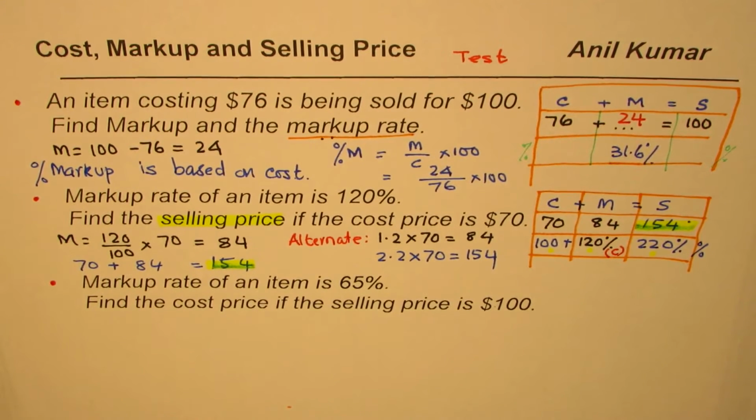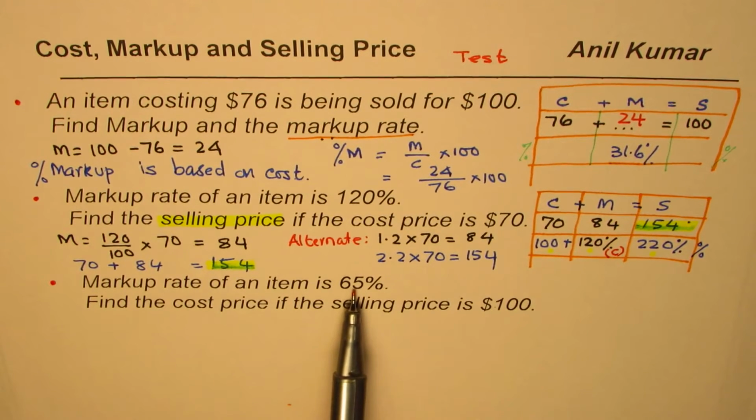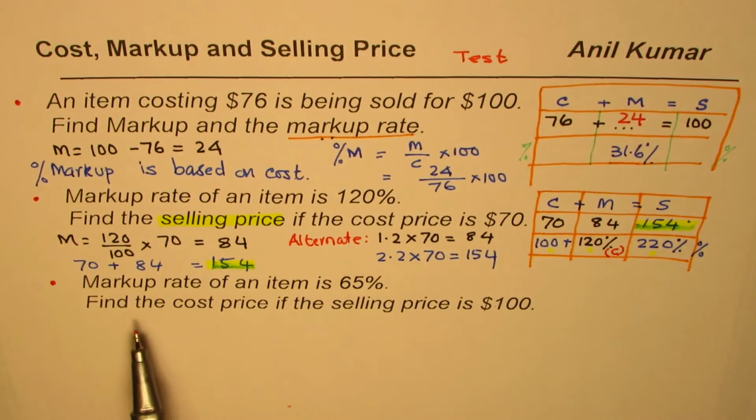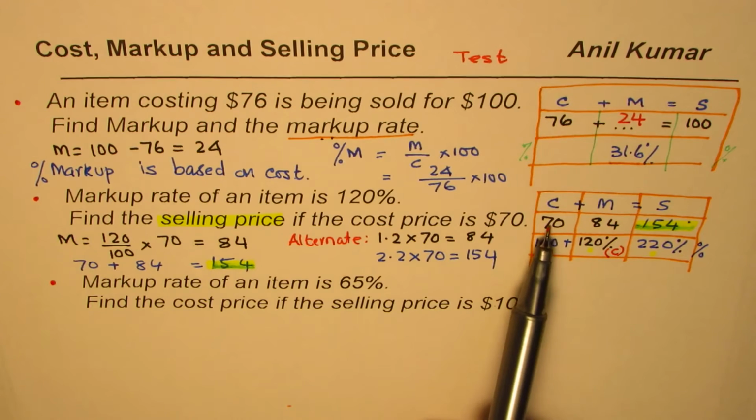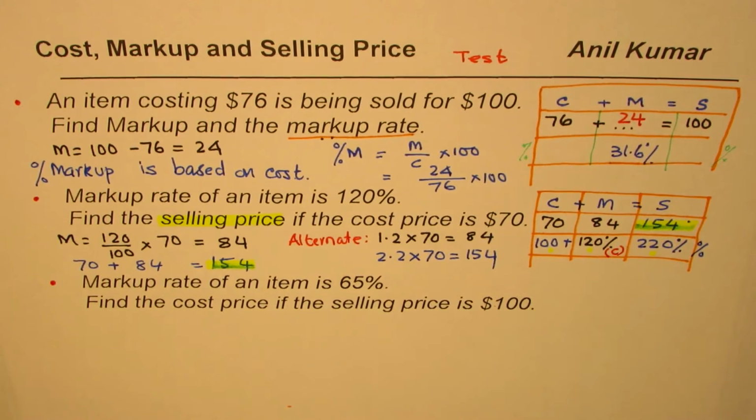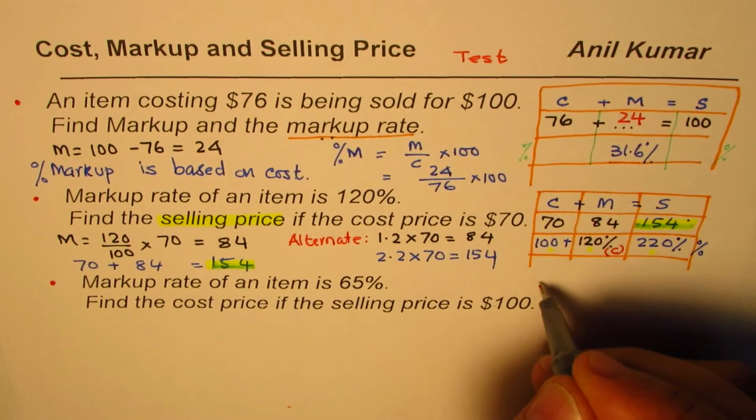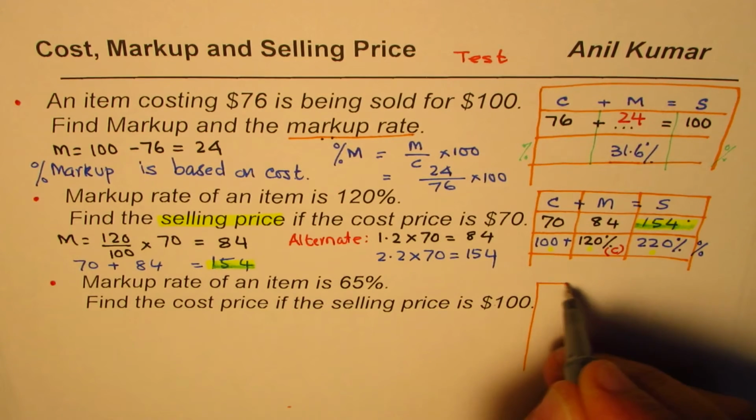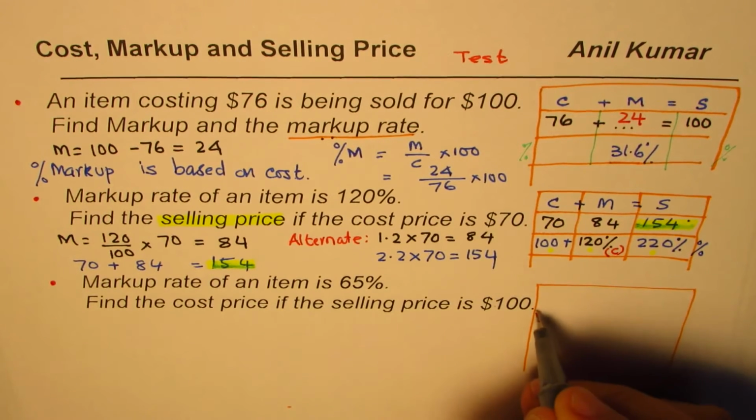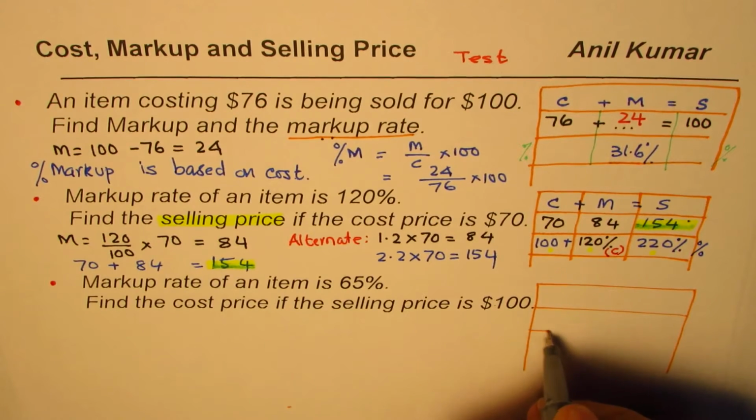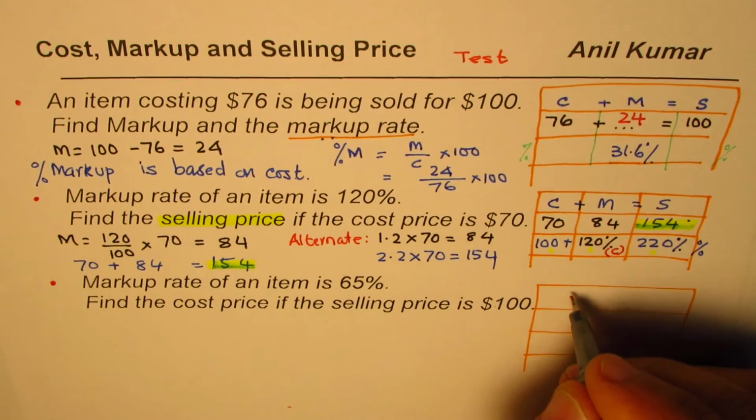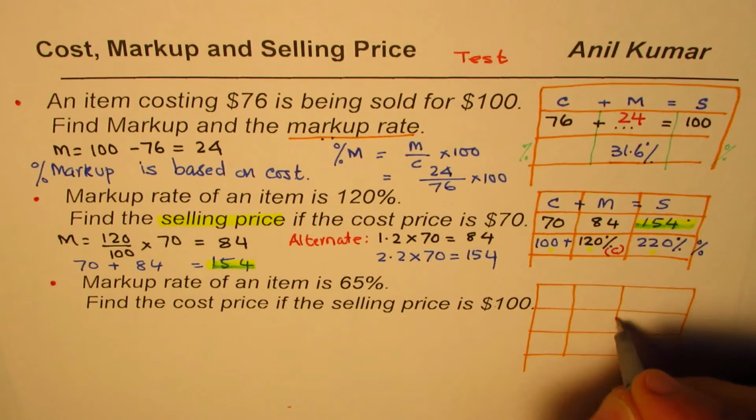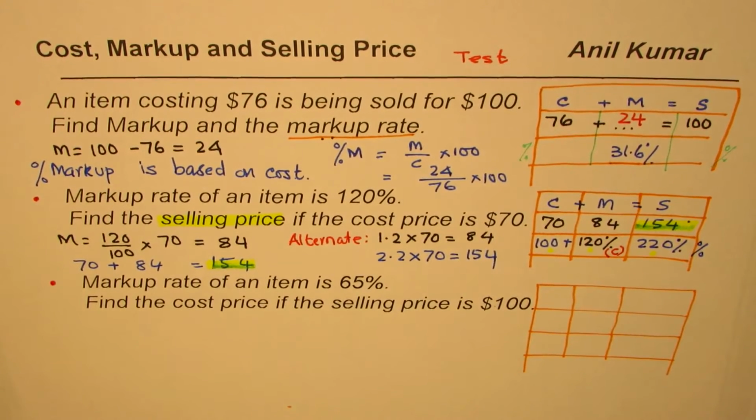Okay. The next question here is, markup rate of an item is 65%. We are given this as 65. Find the cost price if the selling price is $100. So we need to find cost when selling price is given to you. Okay. So let's make this table once again and see how easily we can solve such a difficult question. This one is not easy. Okay. Let me warn you. It is not easy, right? So it is a difficult question, but our process makes it simple.